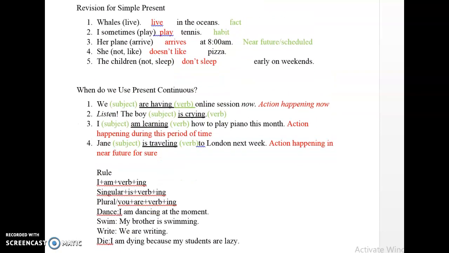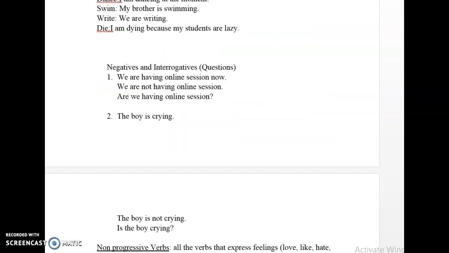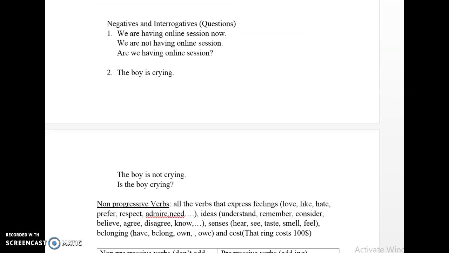Now, if we want to go to the negative, okay, if we have simple present with singular, we add does, as we see here. With plural, I or you, we add do. But in case we have present continuous, we don't add does or do. We don't say we are done. We just add not. We are not having online session. The boy is not crying. If we want to make them as a question, we switch. We take are to the beginning of the sentence. Then we have, are we having online session? It's a question. Is the boy crying? It's a question. So this is like summary and revision for everything that we talked about.